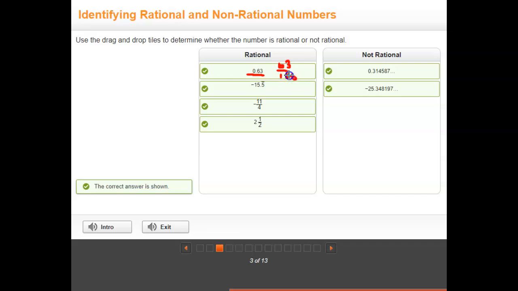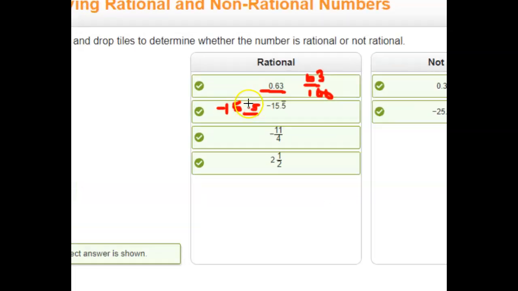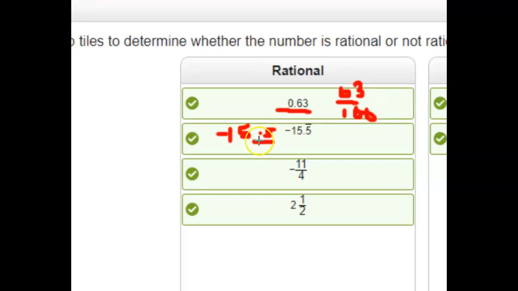Negative 15.5 is rational because it can be a fraction of two integers. Remember, this is just a mixed number. This is just negative 15 and 5/10, right? Okay, so this is negative 15 and 5/10.